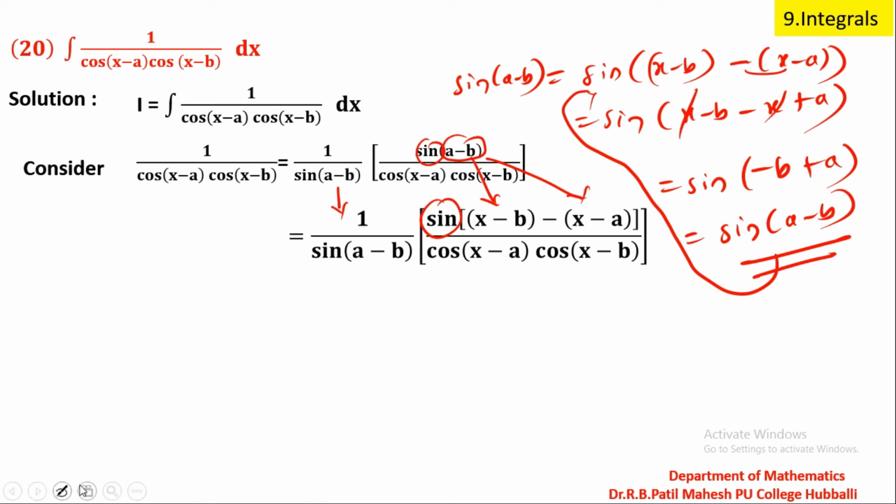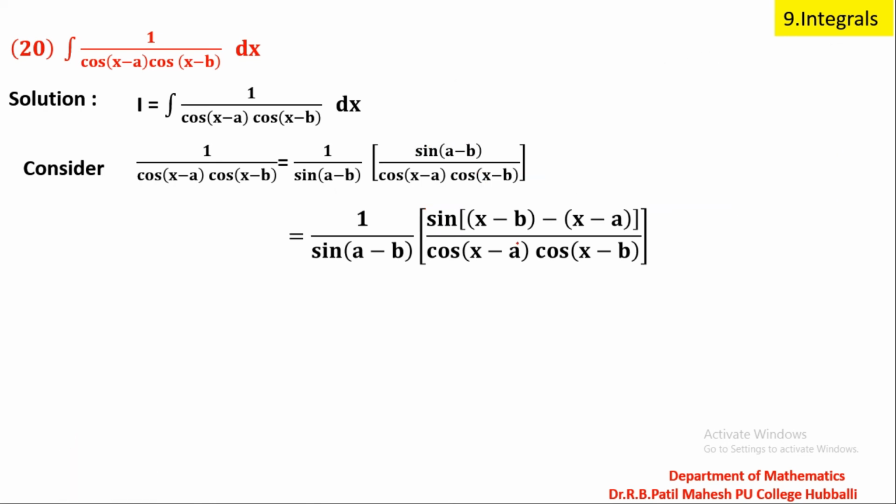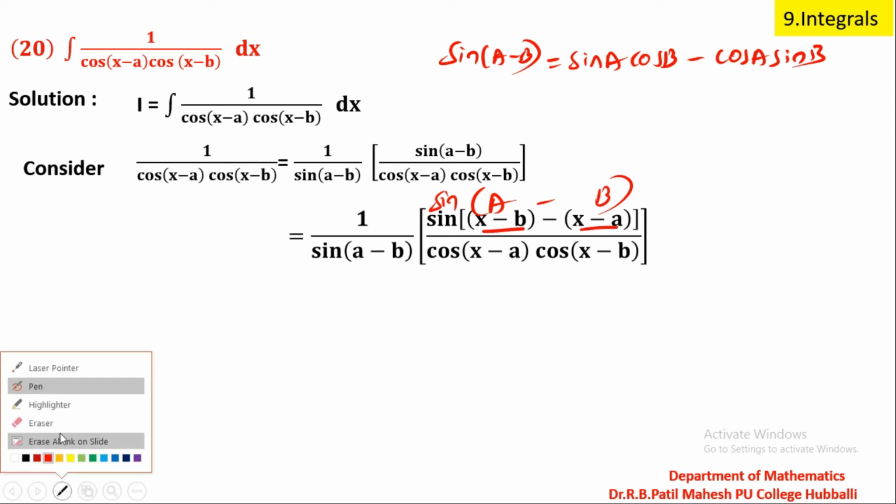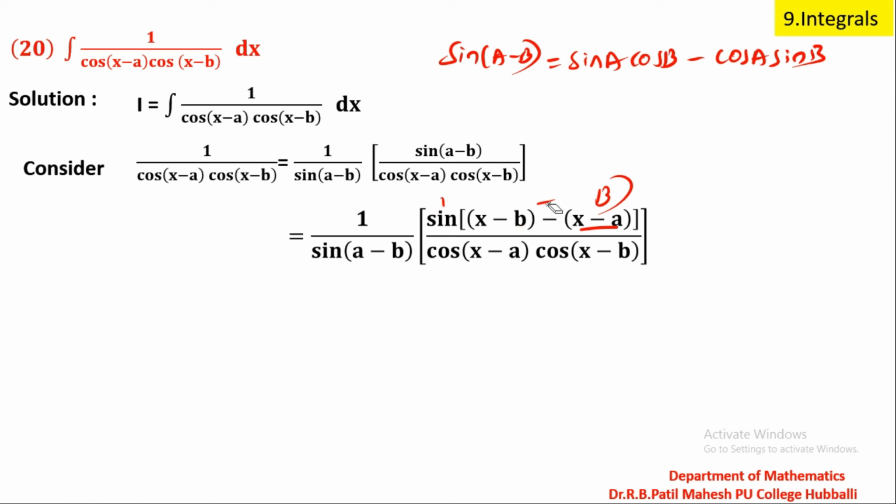Nothing wrong in that, students, because you can apply a formula here. Sin of a minus b. What is the sin of a minus b formula? Recall from trigonometric compound angles. Sin of a minus b is sin a cos b minus cos a sin b. A value is x minus b, b value is x minus a. So using that, I am going to write the numerator.